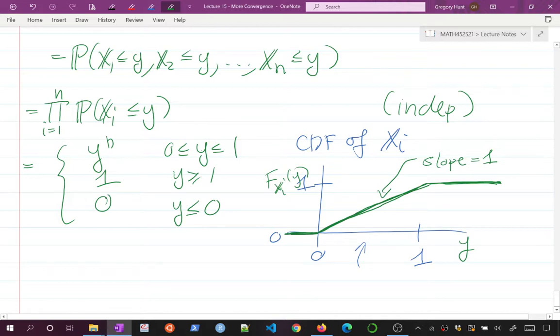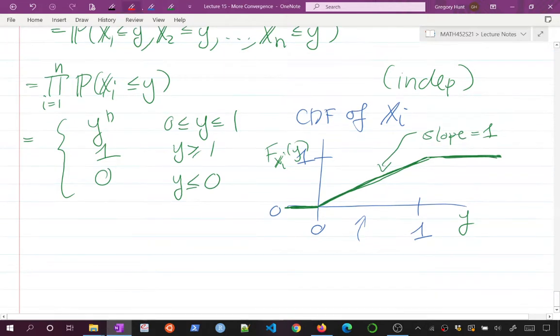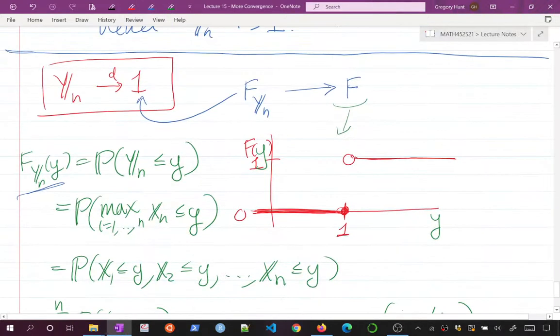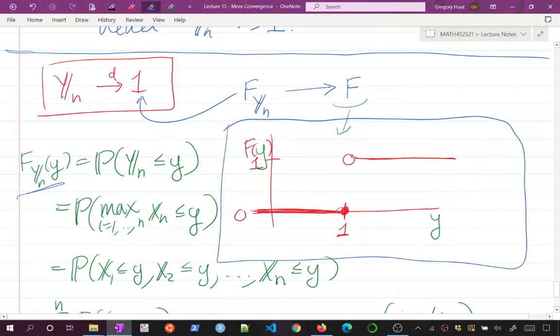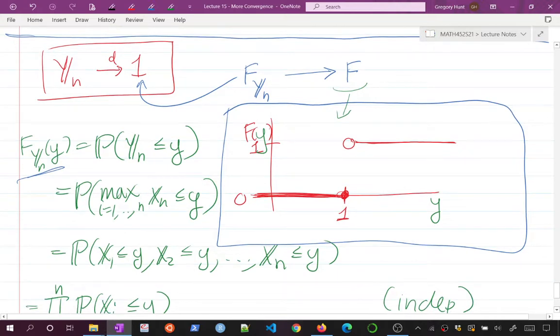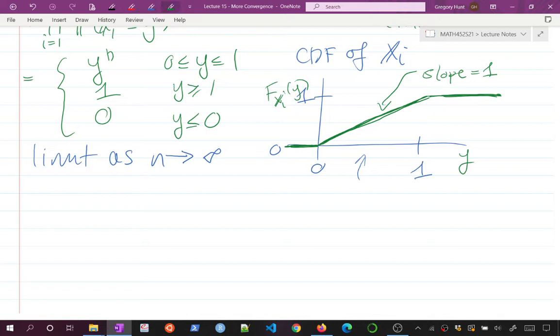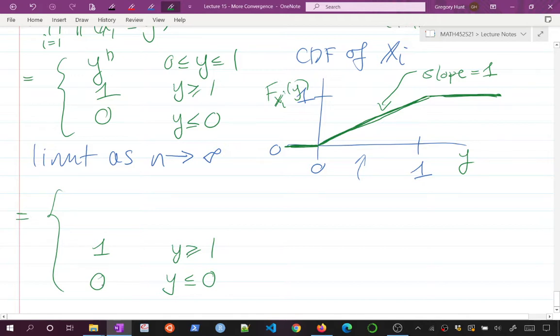So that's the CDF. And what is the limit of this thing as n goes to infinity? So this is the CDF, ultimately, F of Yn. And we wanted to show that that thing converges to the CDF of F, which is the step function. So what does this thing look like? The limit as n goes to infinity of this thing. We have our three cases. Y is bigger than 1, y is less than or equal to 0. Those won't change. That's just going to be 1 and 0.